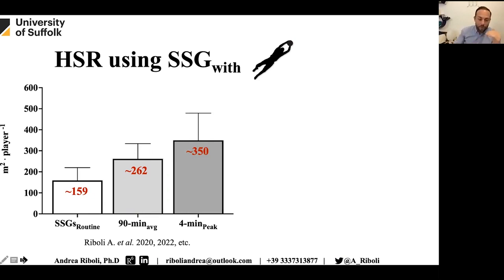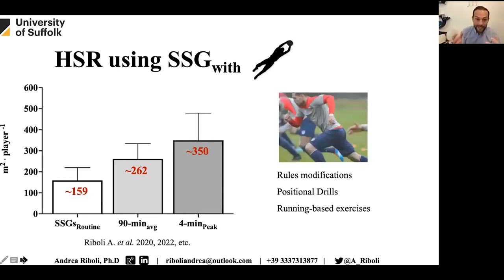Therefore, if we cannot manage the area per player due to technical or tactical purposes, we need to consider that different rule modifications, positional drills, or running-based exercises should be utilized as supplemental activities to increase the external load and to increase the demand for conditioning our players for match demands.